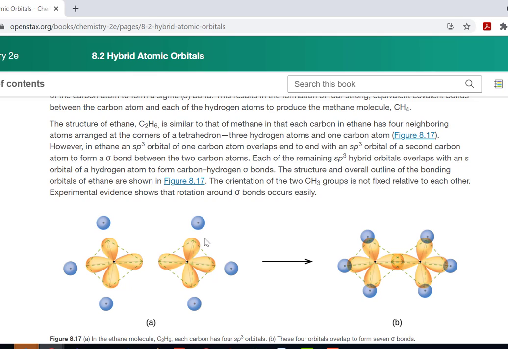And then those sp3 hybrid orbitals are overlapping with an s orbital on a hydrogen. Each one does that 3 times. And then also one of those sp3 hybrid orbitals is overlapping with the sp3 hybrid orbital on the other carbon. Okay, so this is showing how those overlaps occur to form the bonds in C2H6.